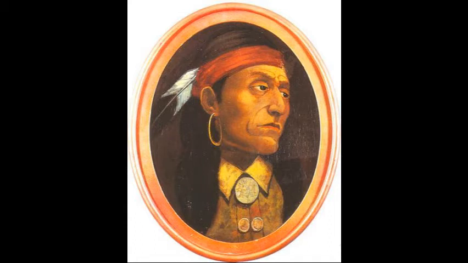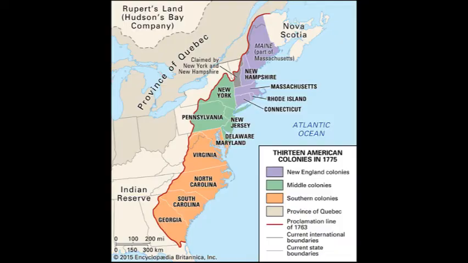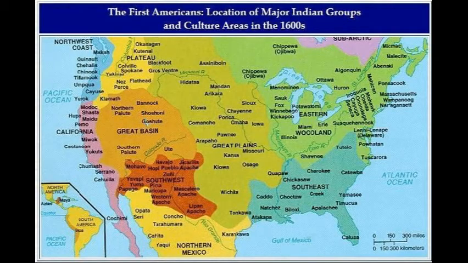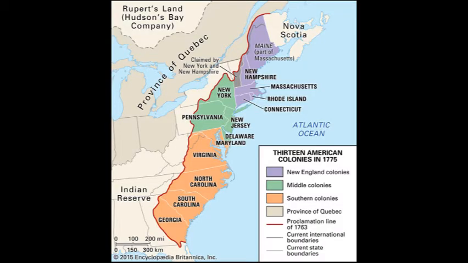Pontiac's War, as it would come to be called, directly resulted in the British king issuing the Proclamation of 1763, which forbade colonists from crossing the Appalachian Mountains into the Ohio River Valley in an attempt to reduce conflict between settlers and American Indians. The proclamation was ineffective, and settlement of the Ohio River Valley continued, much to the dismay of the people who already lived there.